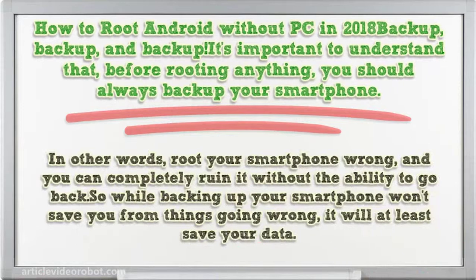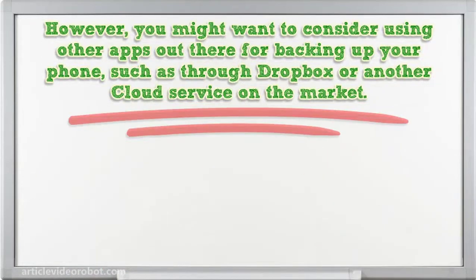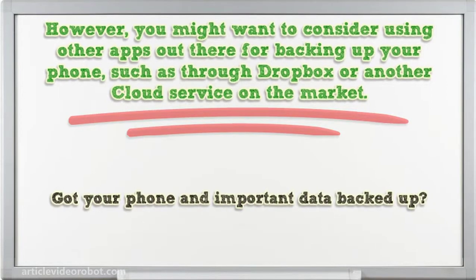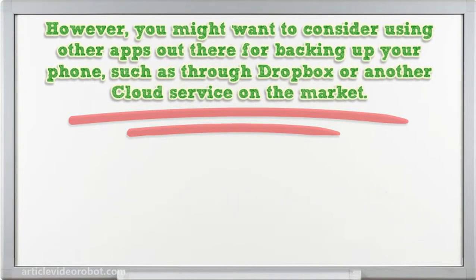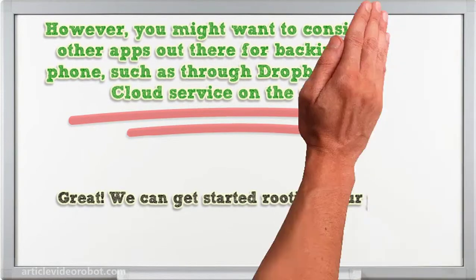In other words, root your smartphone wrong, and you can completely ruin it without the ability to go back. So while backing up your smartphone won't save you from things going wrong, it will at least save your data. However, you might want to consider using other apps out there for backing up your phone, such as Dropbox or another cloud service on the market. Got your phone and important data backed up? Great. We can get started rooting your phone.